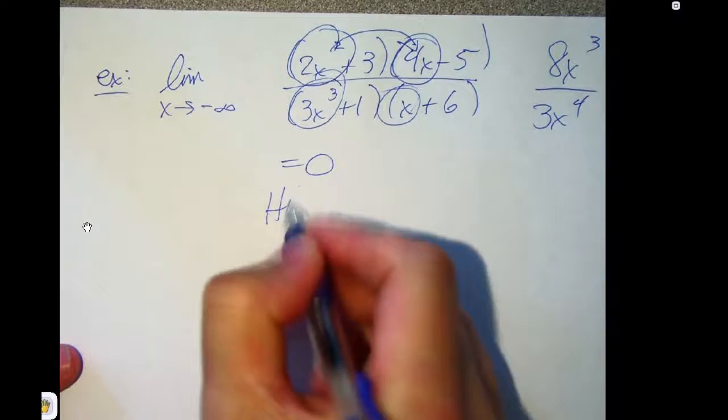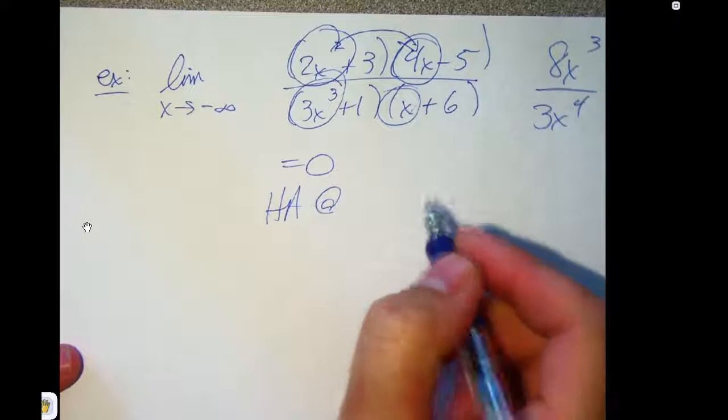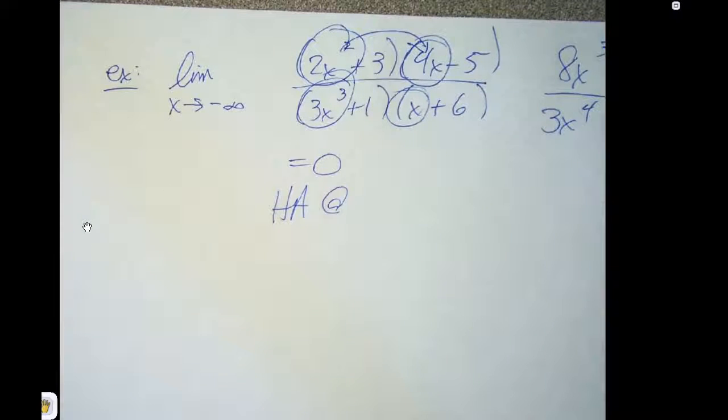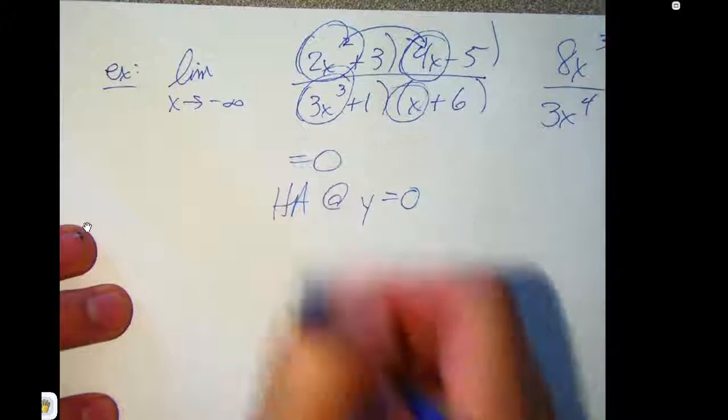Where's the horizontal asymptote? Don't say 0. If you tell me on the test horizontal asymptote at 0, I'm marking it wrong. Just make sure you realize that it's y equals 0.